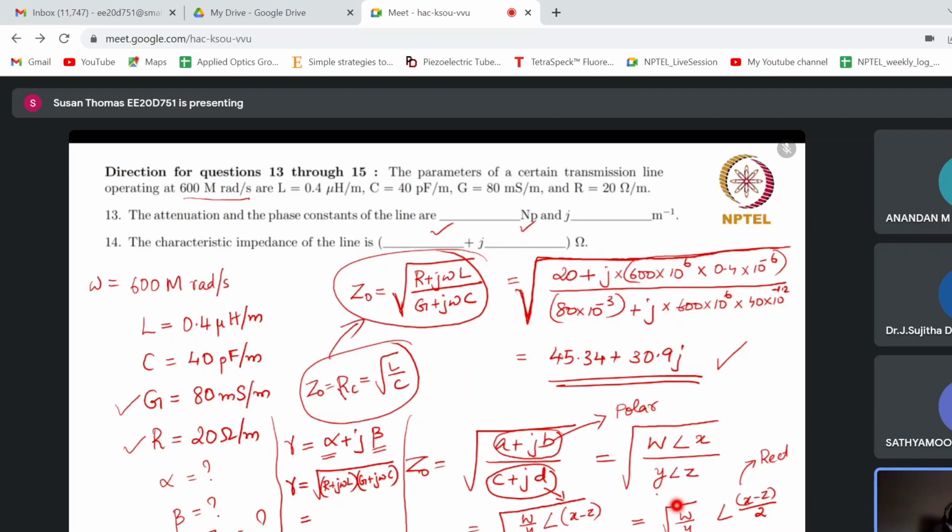The same procedure you have to follow. You have two complex numbers. Multiply those two complex numbers, take the square root of that, and then you get gamma. The final answer of gamma will give you the real and the imaginary part, which is nothing but the attenuation and the phase constant. Any doubts, please ask.